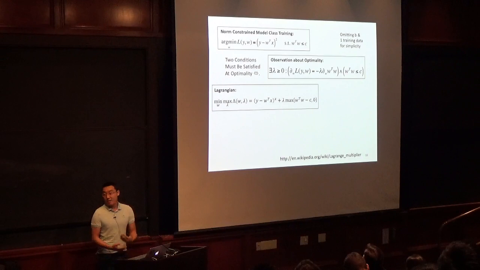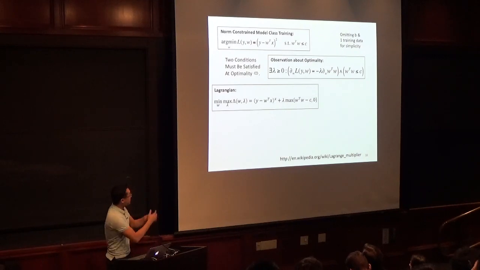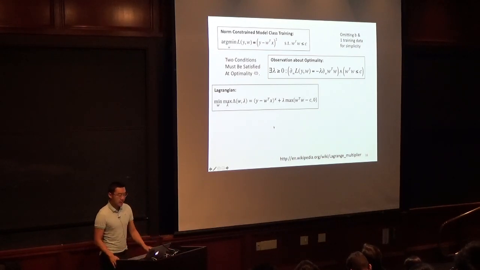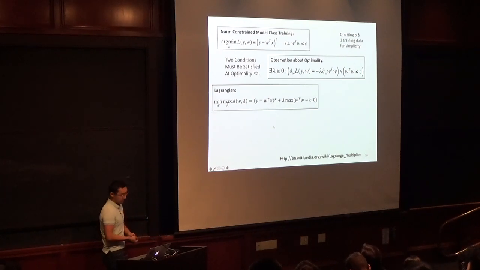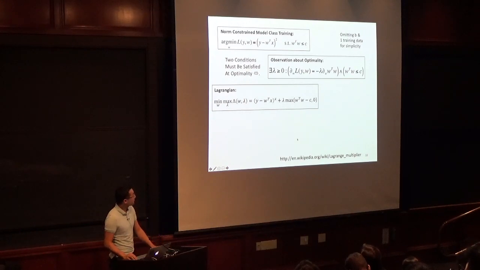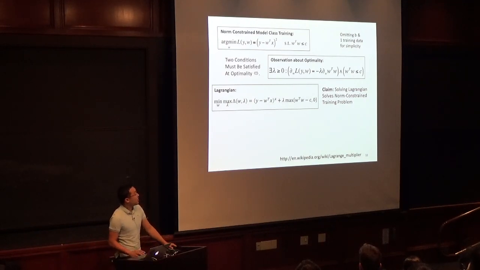And that can be derived from what's called the Lagrangian. Now, there are many different forms of the Lagrangian. They all vary by a little bit. There's a generic form. I decided to use this particular form because it was more mathematically convenient for this class. And so the Lagrangian is basically saying, I'm going to treat lambda as a parameter in my optimization problem. So the claim is that solving the Lagrangian also solves the original norm constraint optimization problem.